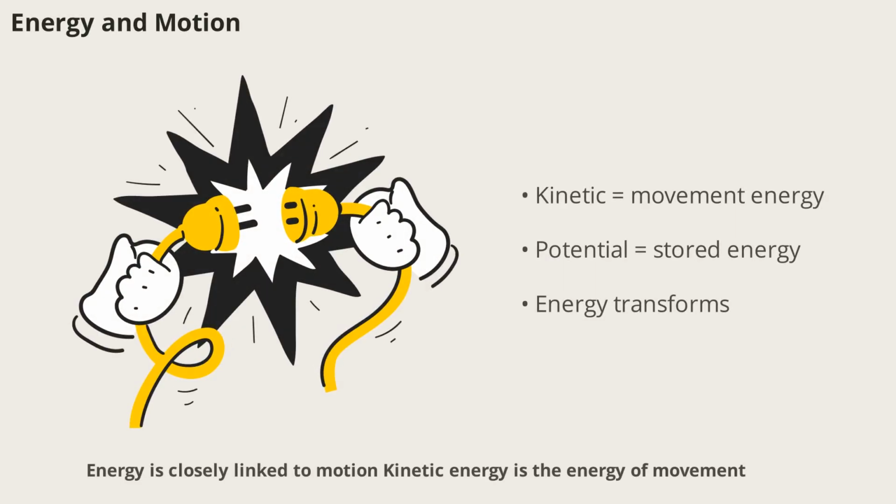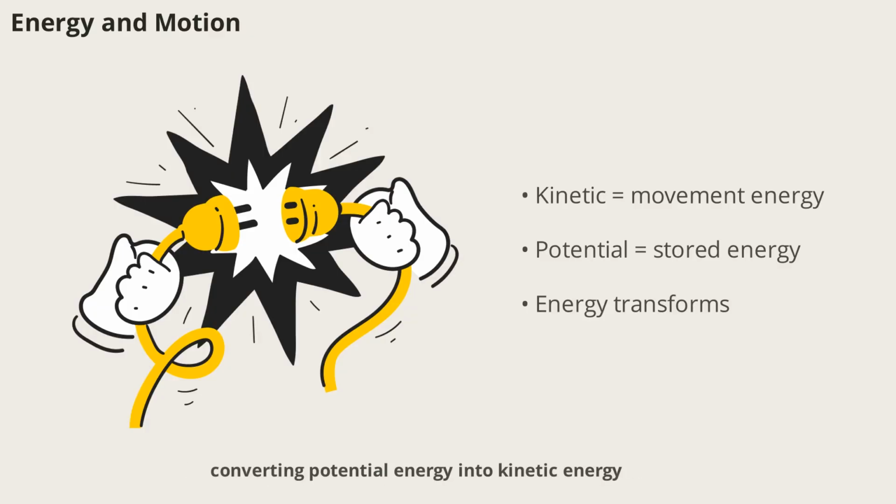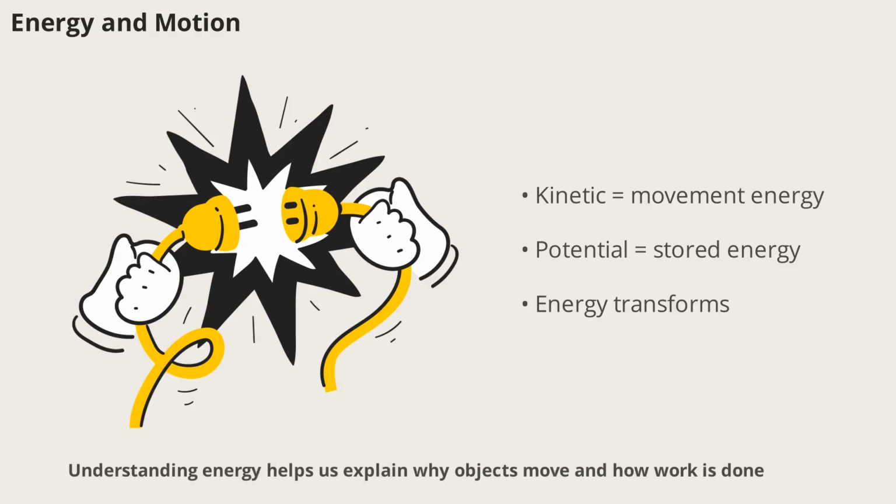Energy is closely linked to motion. Kinetic energy is the energy of movement, while potential energy is stored energy due to position. When an object moves, its kinetic energy increases. For example, a moving car has more kinetic energy than a parked one. Energy can be transformed from one form to another, such as when a ball rolls down a hill, converting potential energy into kinetic energy. Understanding energy helps us explain why objects move and how work is done.